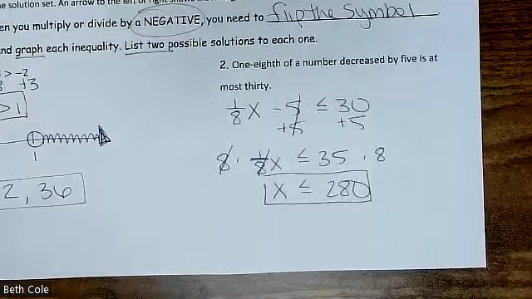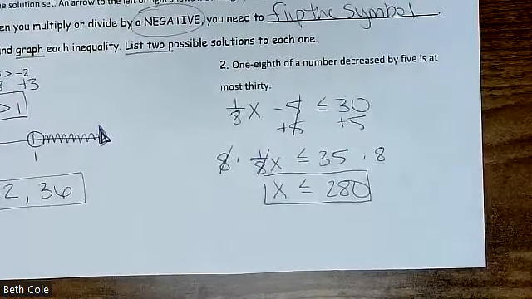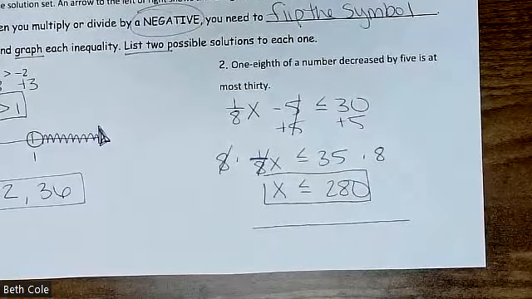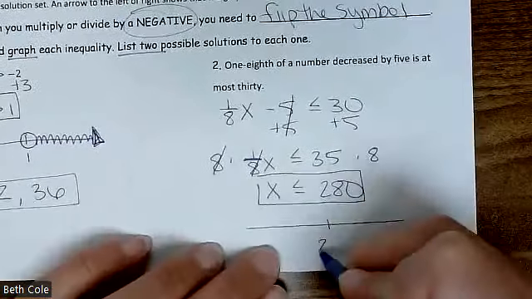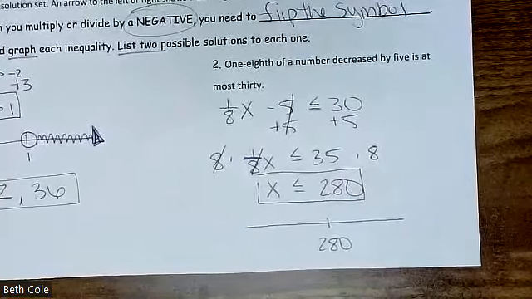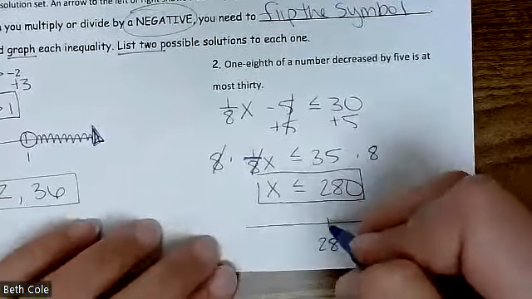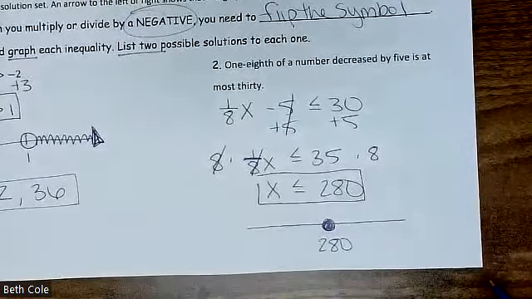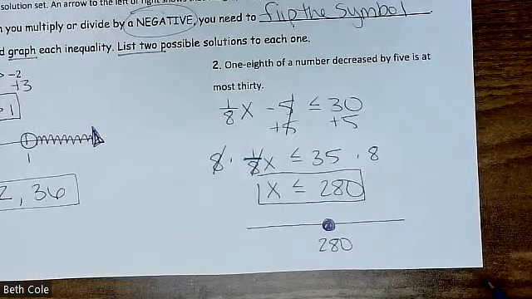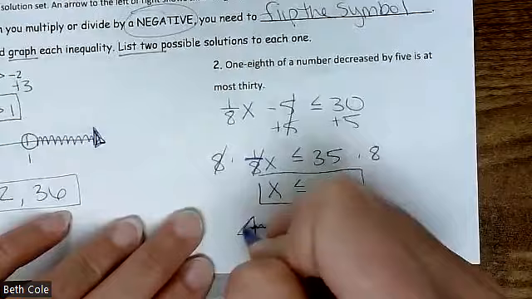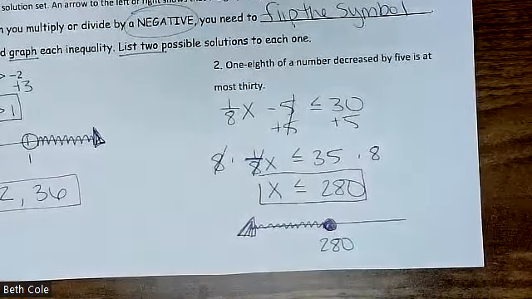Good job. All right, so that was the actual solving. Now we're going to make a number line. The only number I need you to put on it is 280. I'm not picky. Just put that number, open or closed circle. Closed. Good. Why closed? Equal to. And we're going to shade which way? Left. Good.